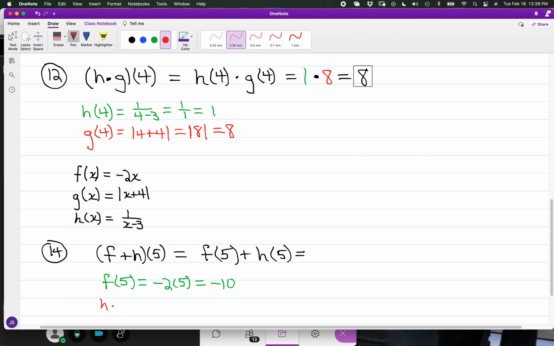And for h of 5, you have your h of x. This will be 1 over 5 minus 3, and so that's going to be 1/2. So for f of 5 we have negative 10, and for h of 5 we have 1/2. It looks like we're going to have a non-integer result. So negative 10 will be negative 20 halves plus 1/2. The result here, you can say either negative 9.5 or negative 19 halves.